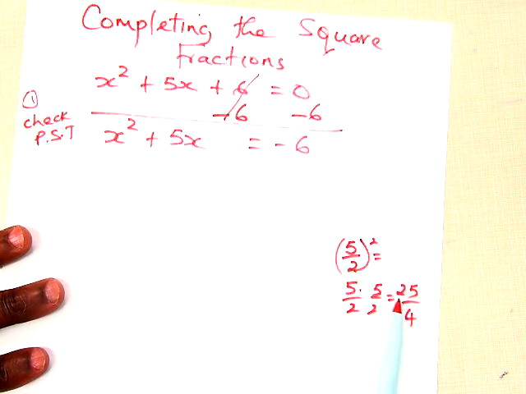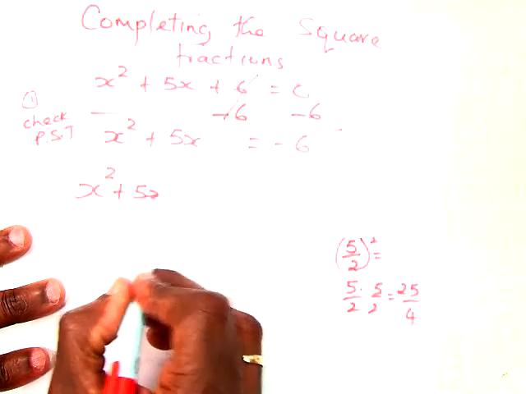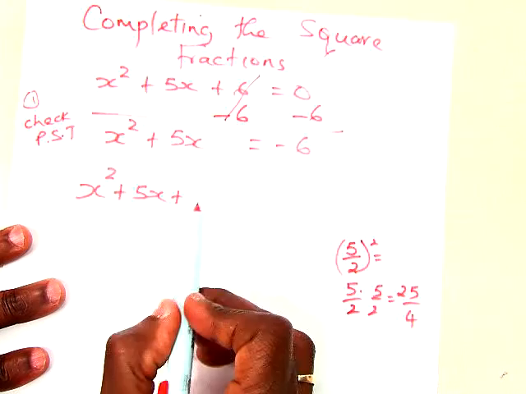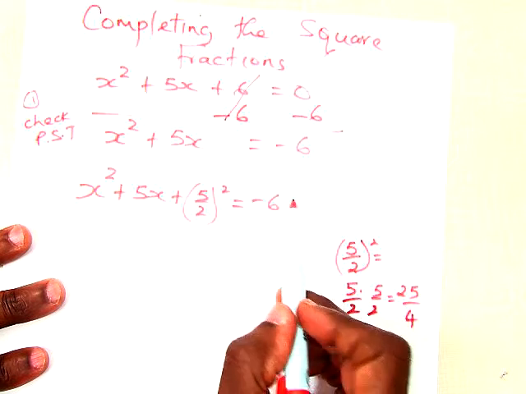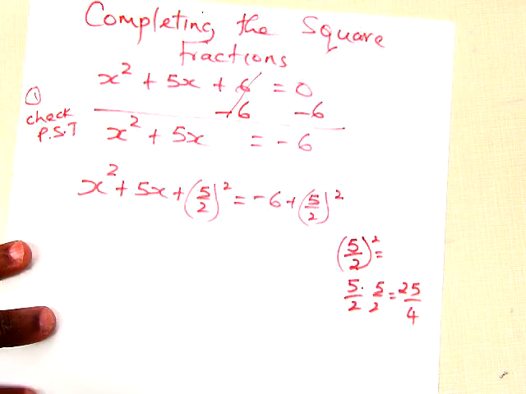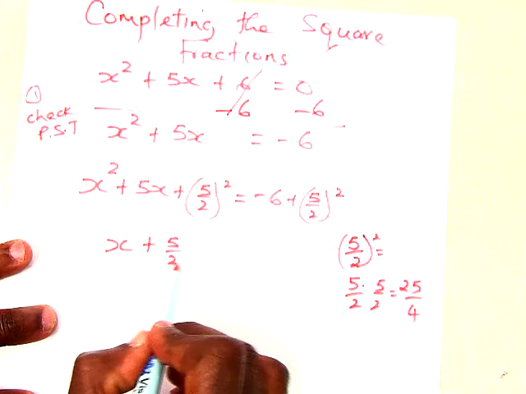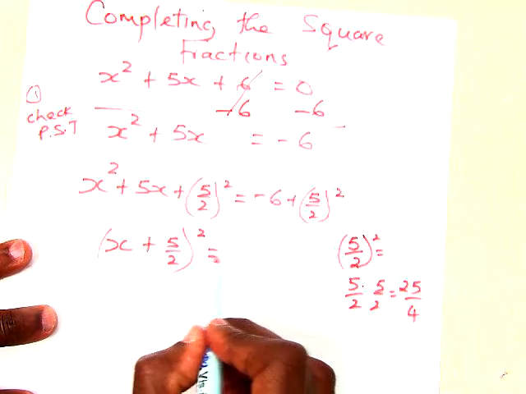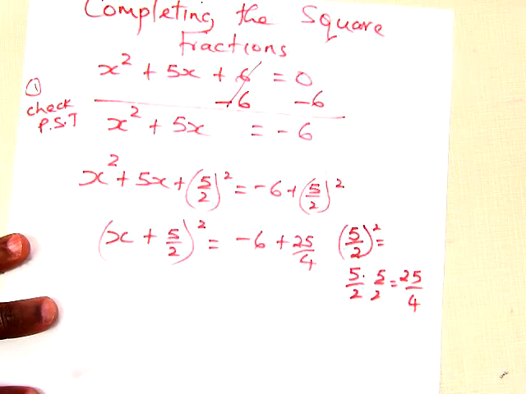And now what I need to do is to add 25 over 4 or 5 over 2 squared to both sides of the equation. So my next line now reads x squared plus 5x. Instead of writing 25 over 4, I'm just going to write it as 5 over 2 squared. And I'm adding 5 over 2 squared to both sides. I can now write this as a binomial squared, which is x plus 5 over 2 all squared equals negative 6 plus 25 over 4.